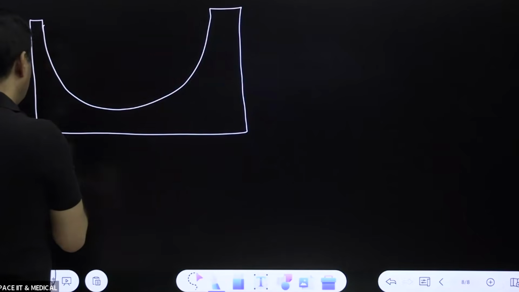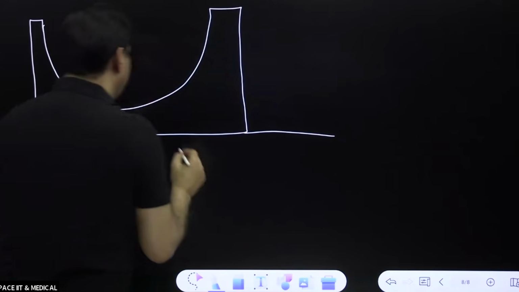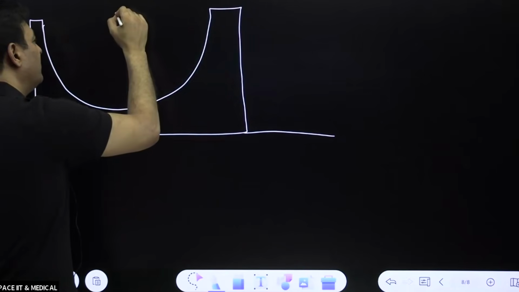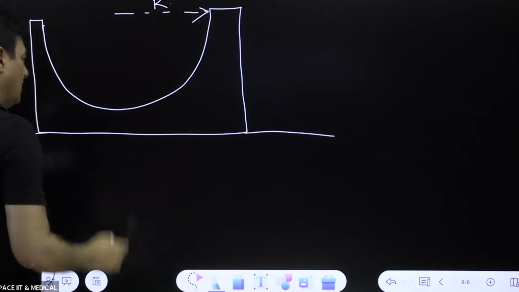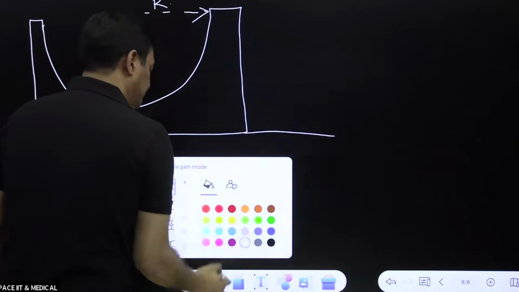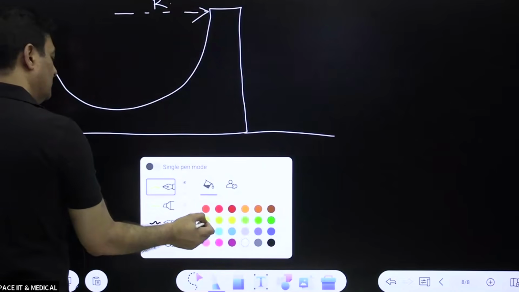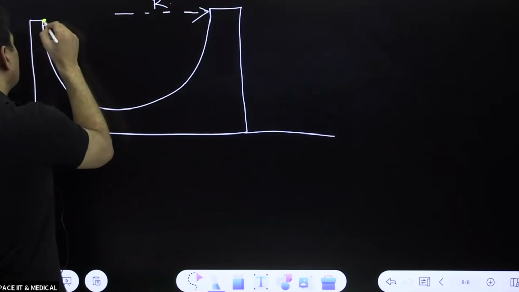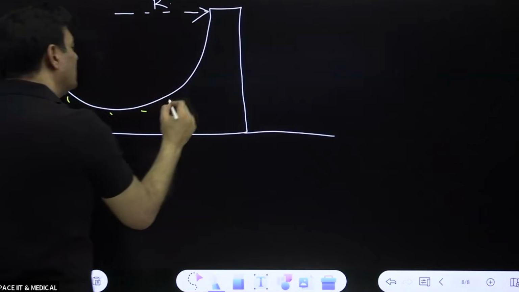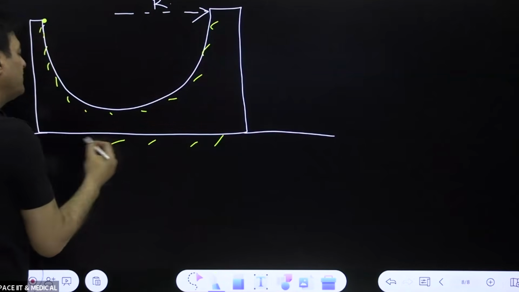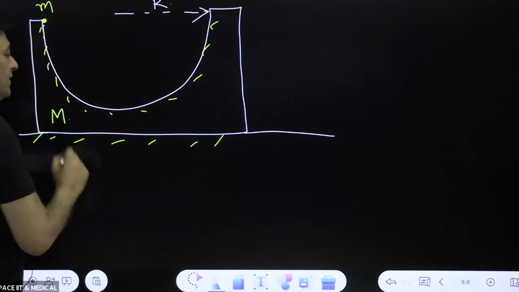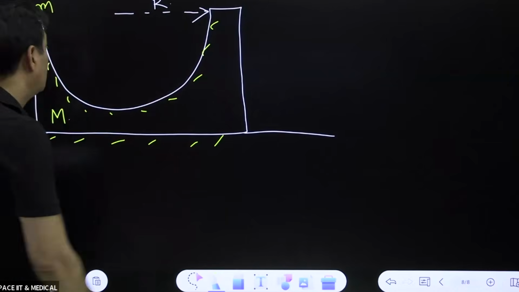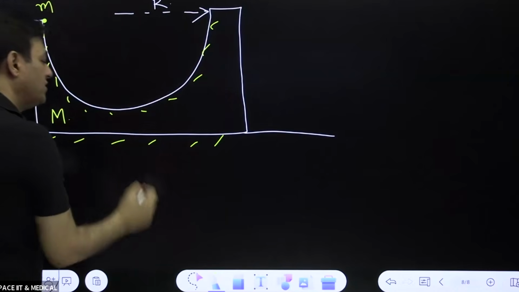See this. This is a body which has a spherical cavity, and this spherical cavity radius is big R. There is a point mass, and this point mass slides down. There is no friction here. No friction anywhere. This is small m, this is big M. The wedge is also free to move. So it slides down, it comes to the lowest position.